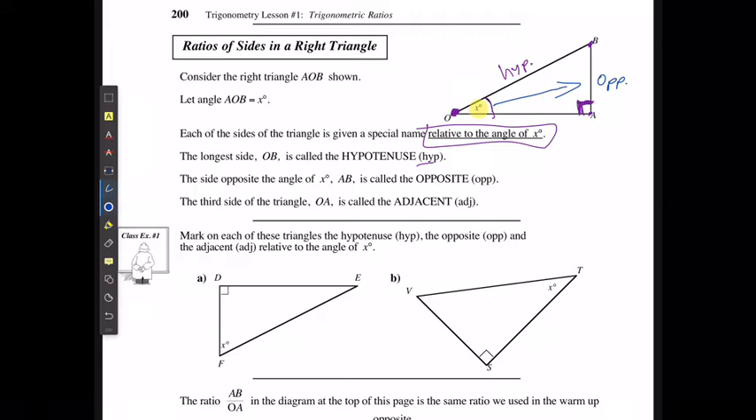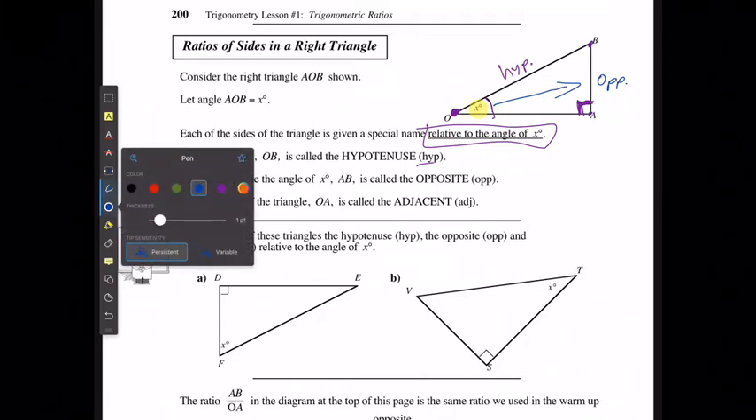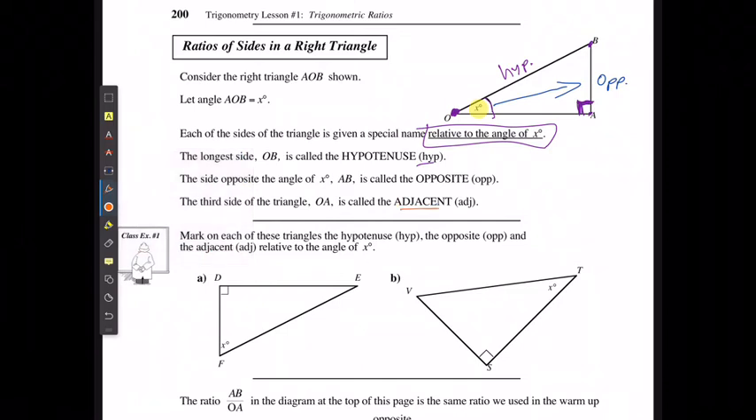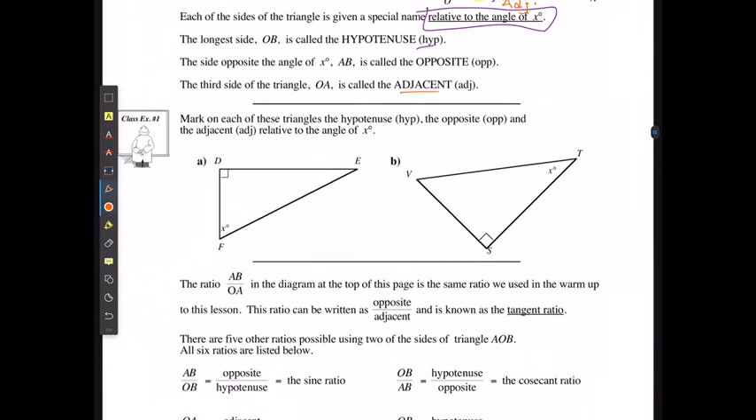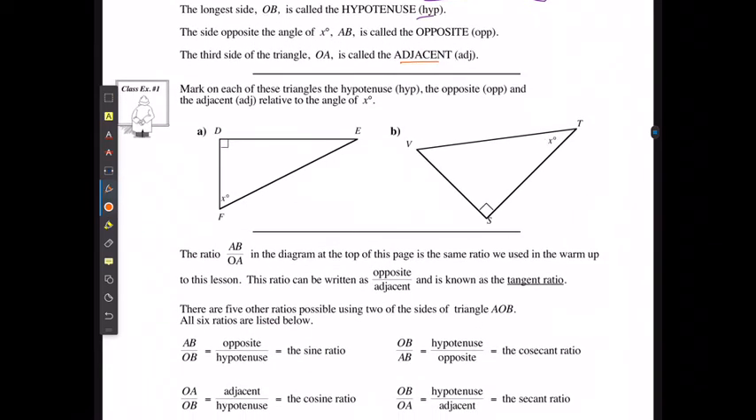The third side is going to be called the adjacent. Adjacent meaning beside. So the hypotenuse is the longest side, which is one of the side lengths used to make X. The other side length that is used to create X is going to be called the adjacent. Remembering that this is always relative to the angle that I'm looking at.